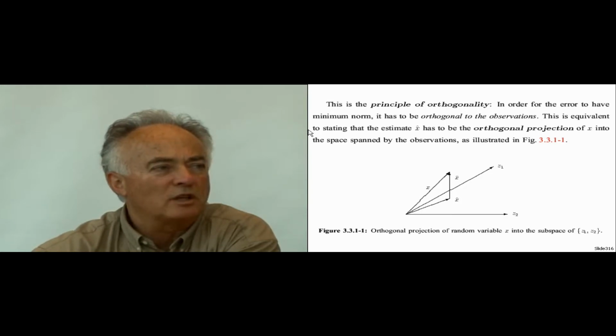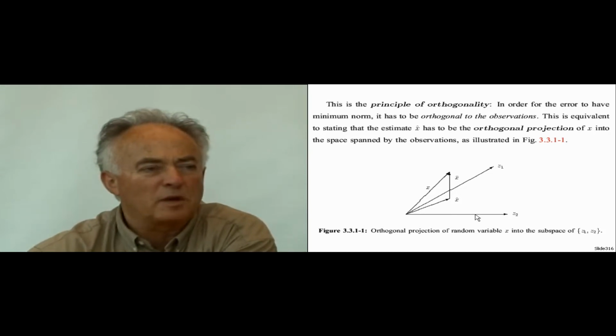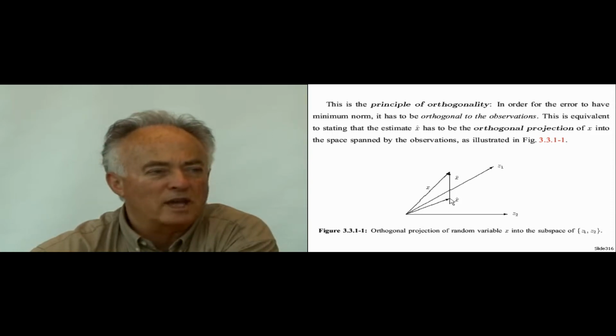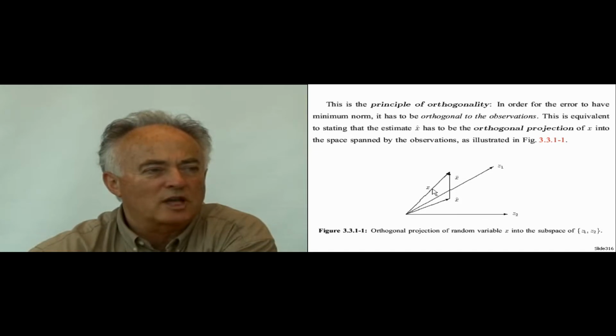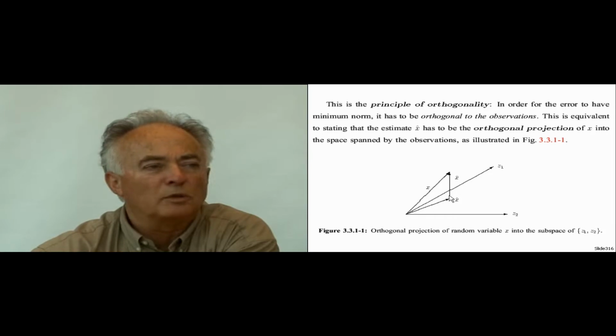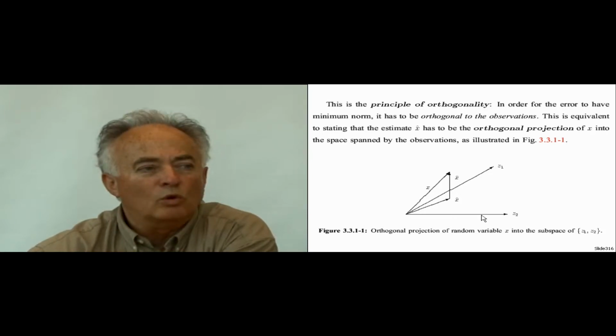And this is equivalent to stating that the estimate x hat has to be the orthogonal projection of x into the space spanned by the observations. Take z1 and z2, our two observations. They define a plane. The vector x is outside this plane. If we project it orthogonally to this plane, the result is denoted by x hat. The difference between x and x hat is x tilde. So what we have is x tilde shortest if this x tilde is orthogonal to the plane defined by z1, z2, or x tilde orthogonal on z1 and x tilde orthogonal on z2.